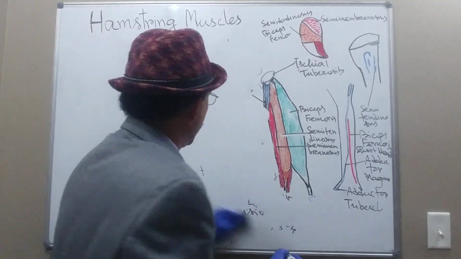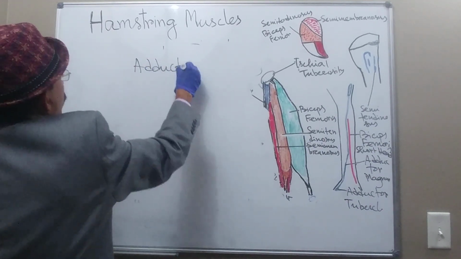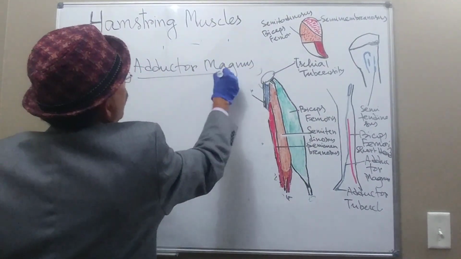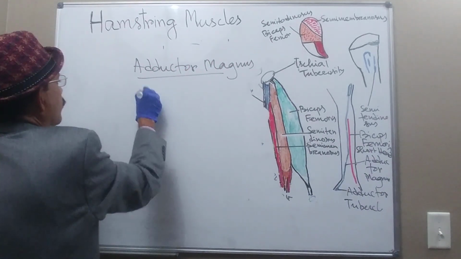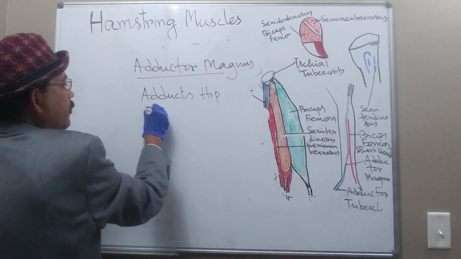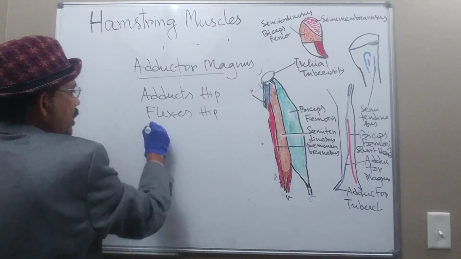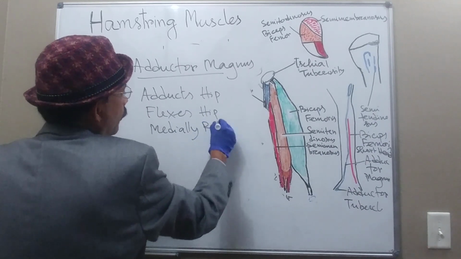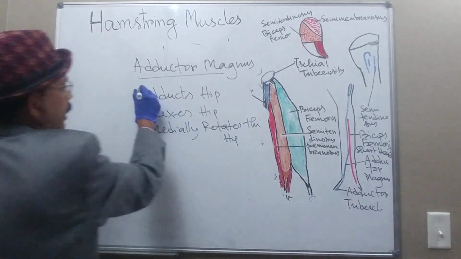Adductor magnus action is important to us. This is an adductor muscle. It will adduct the hip joint, adducts hip, flexes hip. This is the adductor part. Also medially rotates the hip. This is the adductor function.